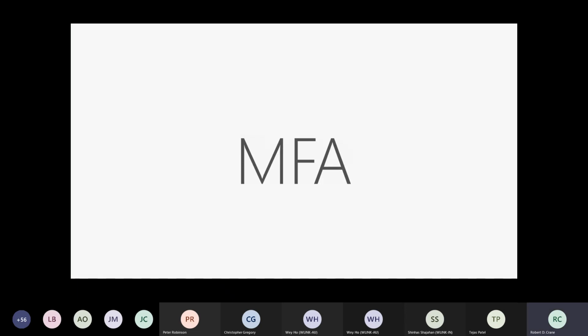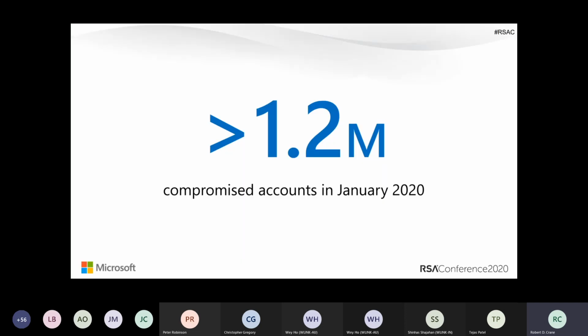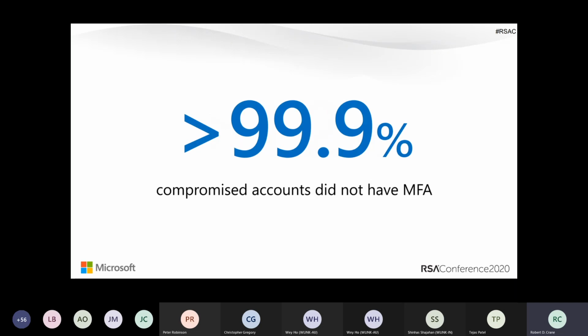All right, so let us have a look at MFA. MFA should be a no-brainer, but 1.2 million accounts were compromised back in January 2020. 99.9% of those did not have MFA. 99.9%, aka 100%, did not have MFA. The only way an MFA account gets compromised is if somebody gives up the credentials, or accepts the MFA challenge or whatever. It is the best way to protect accounts. It must be on every account you have, and it should be on every account the customer has.